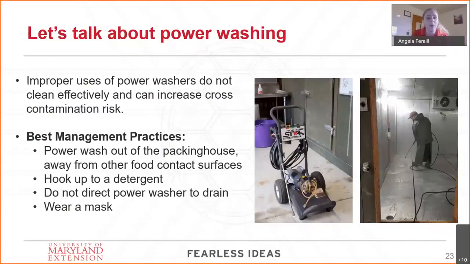So if you are power washing, we would recommend that if you can, power wash outside of the packing house, or if you're doing it inside a room, take all the food contact surfaces out of that room before you start power washing. We'd also recommend hooking up to a detergent if you can, so you can get that surfactant for a better clean, a better breakdown of that organic matter.